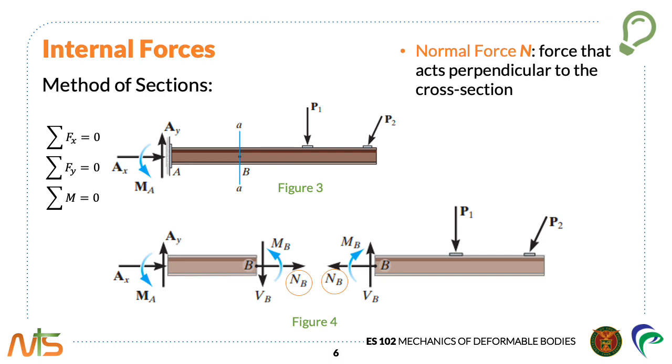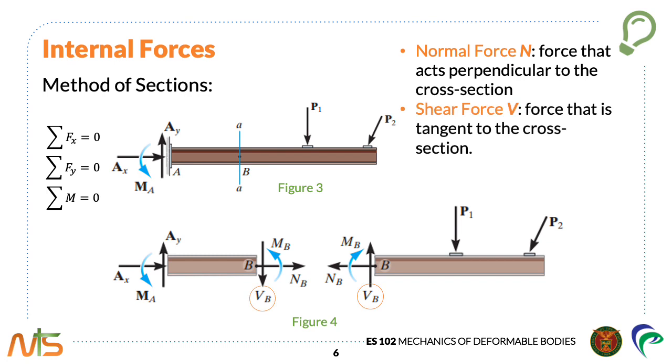The force component NB that acts perpendicular to the cross-section is termed the normal force. The force component VB that is tangent to the cross-section is called the shear force. And the couple moment MB is referred to as the bending moment. The force components prevent the relative translation between the two segments, and the couple moment prevents the relative rotation.